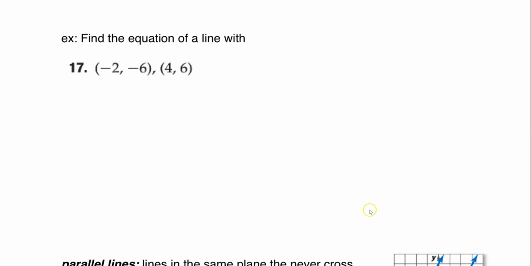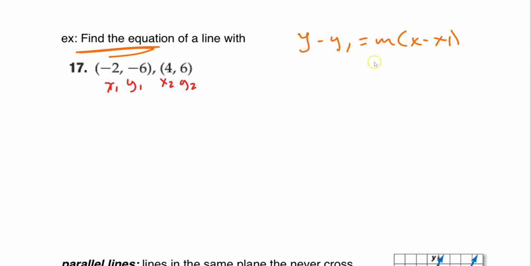Let's do another one. Find the equation of a line with... and again, anytime I see those words, I write this down. y minus y1 equals m times (x minus x1). Now, again, I need a point and the slope. I have 2 points. Let's say x1, y1, and x2, y2. I have no slope. Well, let's find the slope first. There's an equation for that.